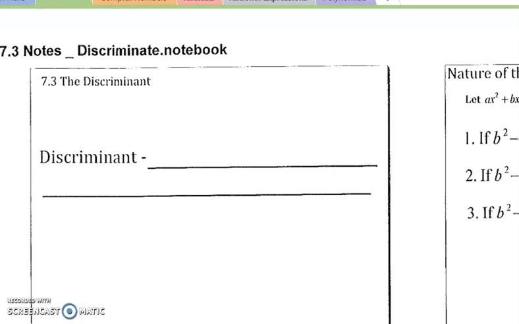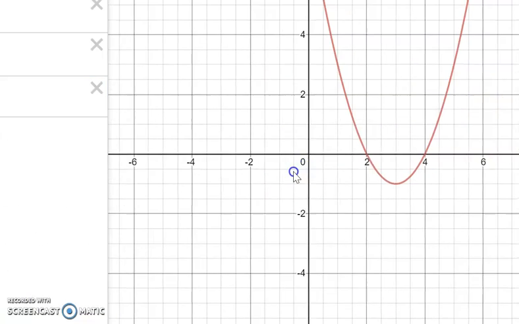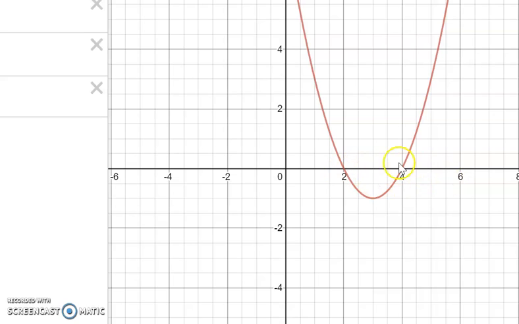What is a discriminant? It allows us to find the nature of the roots of a quadratic. So that kind of sounds like jumble to you, but you should know what the word roots means. For example, if I am looking at a graph, the roots is where it crosses the x-axis. And hopefully you realize that this type of parabola has two answers, two roots, one here and one here.